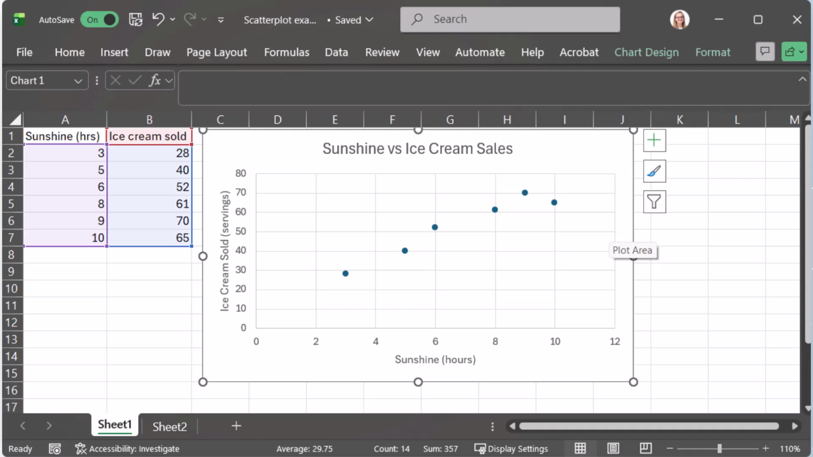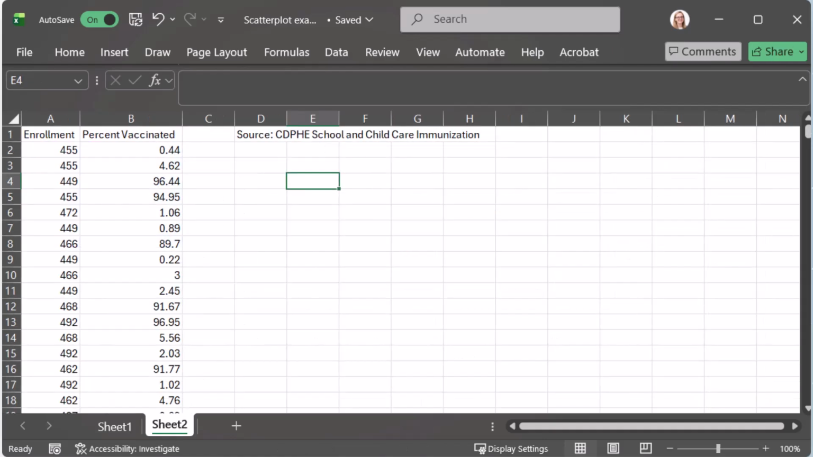That's really all there is for creating scatter plots. In the next video, we'll talk about how to actually measure how strong that relationship is, to measure the correlation among points on a scatter plot like this. I did also want to show one other example. I have here some data on essentially every school or child care center in Colorado from the CDPHE. I have the enrollment for that school and then the percent of the students who are vaccinated.